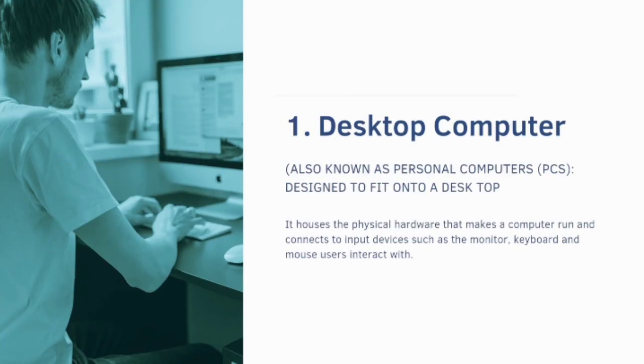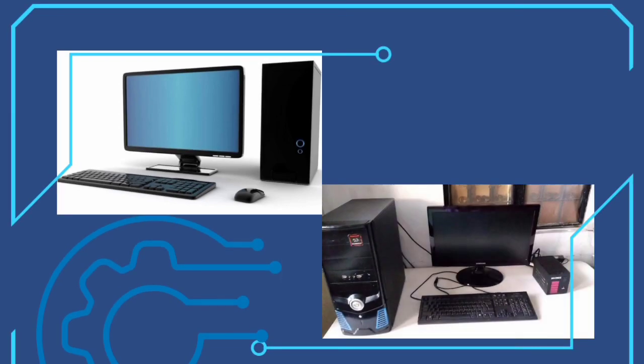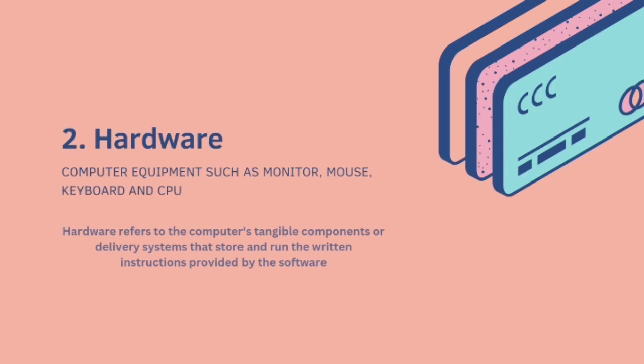The first one is the desktop computer, also known as a personal computer, designed to fit onto a desktop. It houses the physical hardware that makes a computer run and connects to input devices such as the monitor, keyboard, and mouse that users interact with. Here are examples of a desktop computer. As we can see, we can find these computers in our home, in computer shops, or in our school or school library.